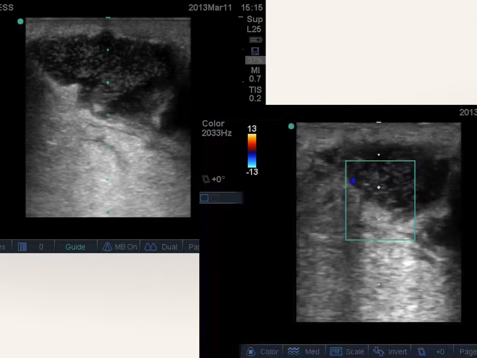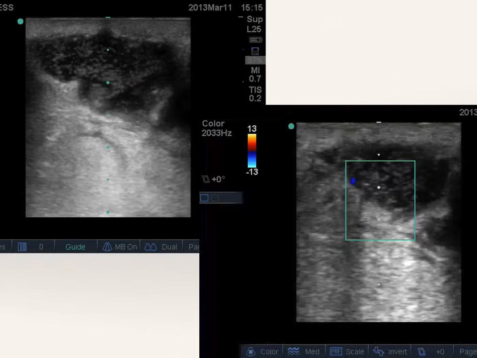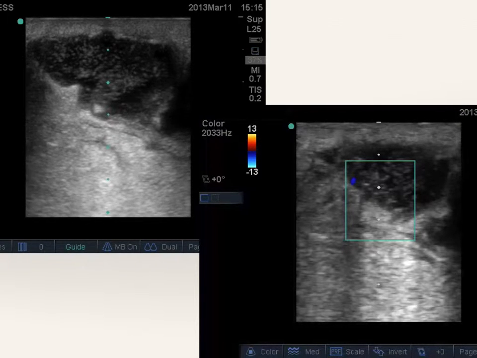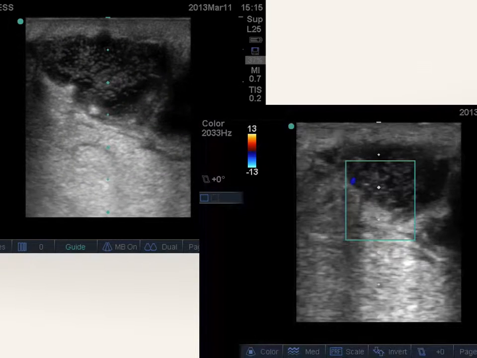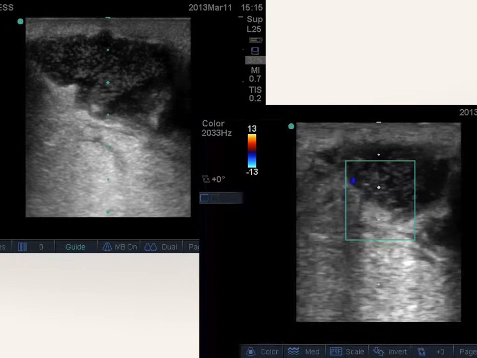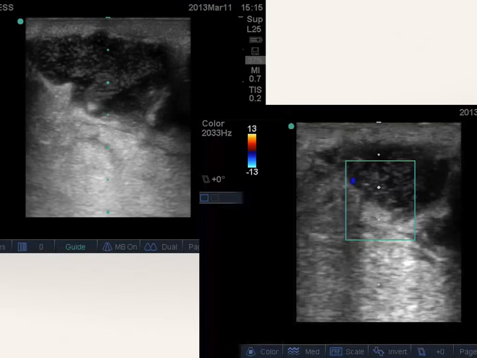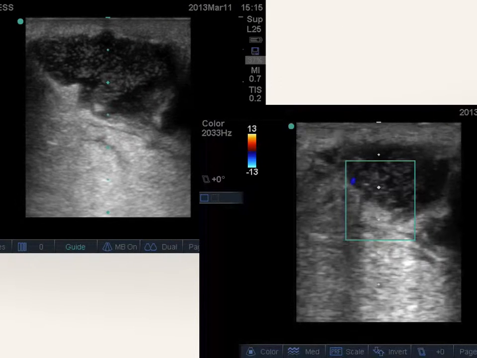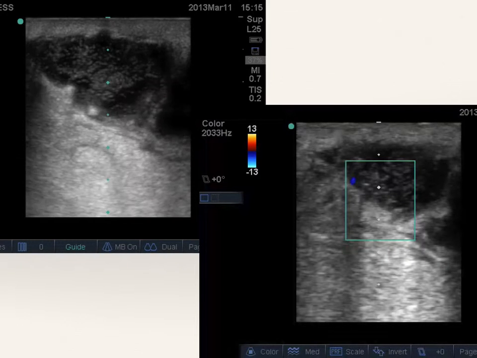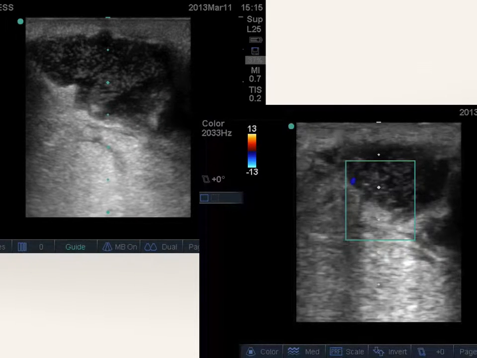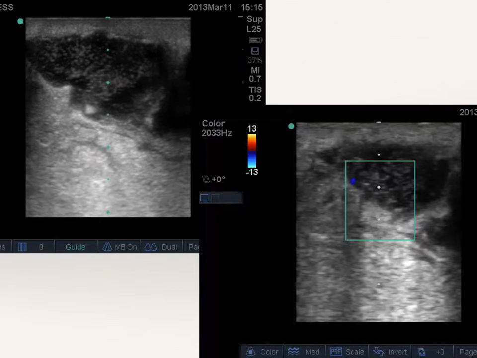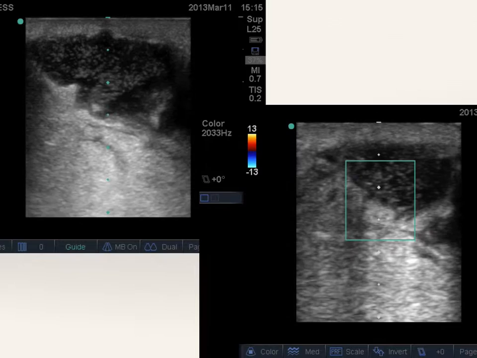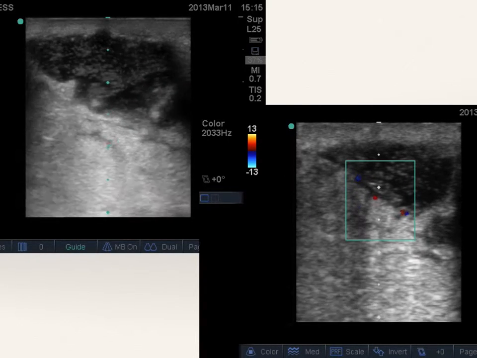Does it have posterior acoustic enhancement? It seems to. If we look at the video on the upper left side and we look at the far left and the far right, it appears as though that area is darker than the area right behind the abscess or the potential abscess. Does it have a swirl sign? Yes, it does. With compression and release, we can see echogenic material within that fluid collection moving about. And does it have vascular flow? In this case, yes, it does.